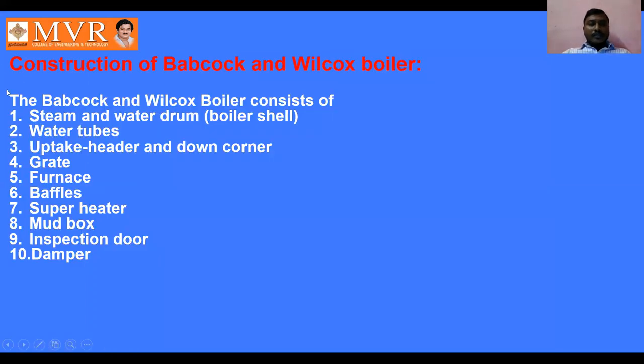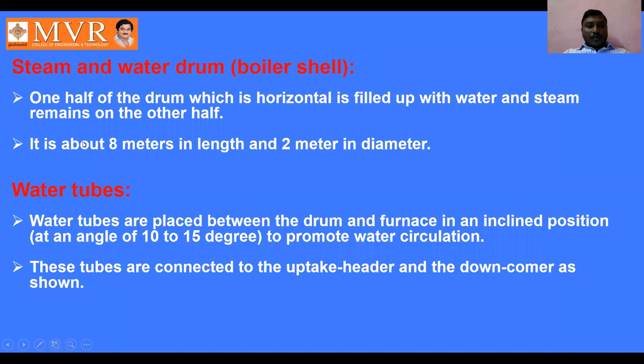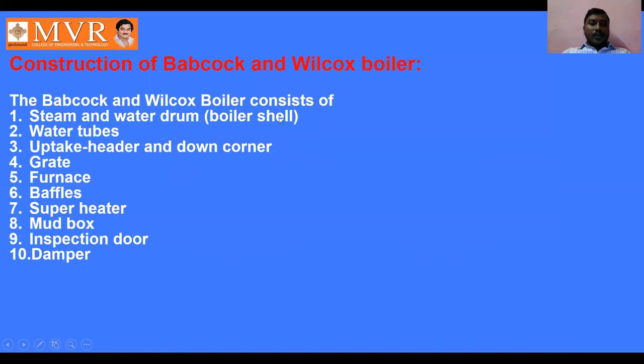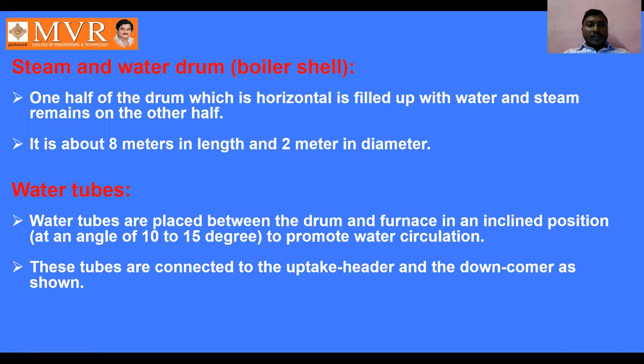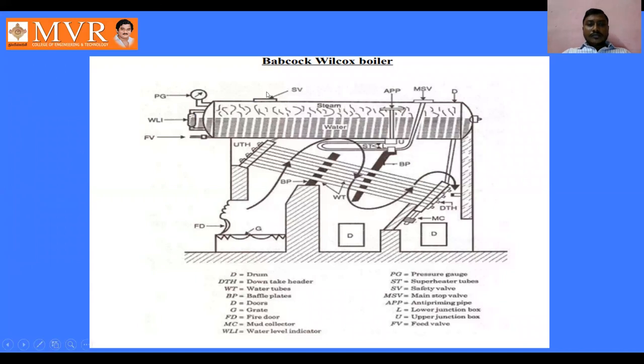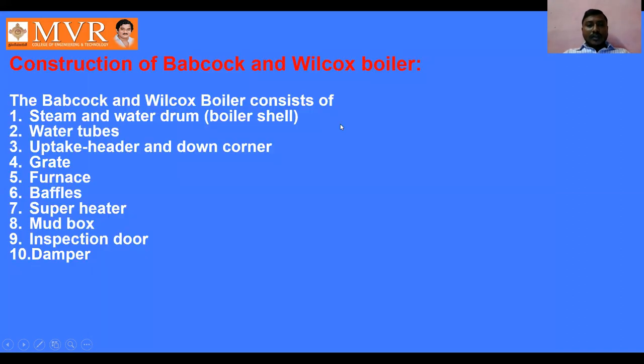See, this is what we have studied up to now about the construction of the Babcock and Wilcox boiler. The first one is the steam and water drum, which is nothing but the boiler shell. And here we are using water tubes, uptake header and downcomer, grate, furnace, baffles, superheater, mud box, inspection door, dampers, which we can show in the diagram itself. Coming to the steam and water drum in the boiler shell, half of the part is filled with water and half of the part is filled with steam.